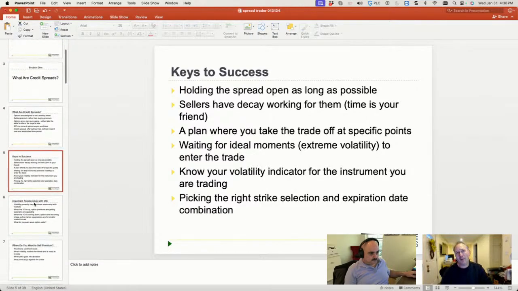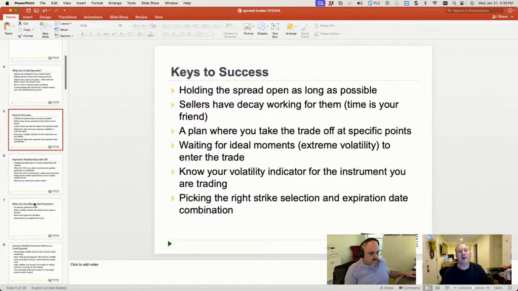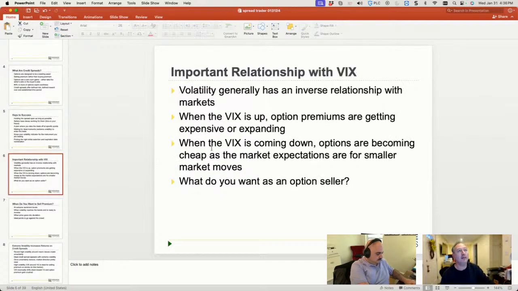We always have a problem with that, right? That's not necessarily a danger sign if you can't do it. If you can't do it on a consistent basis, if you're constantly picking the wrong strikes, well, you're going to have a problem eventually. So there's an important relationship with the VIX, right?